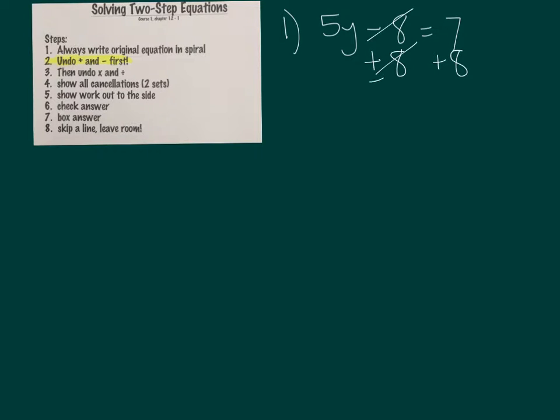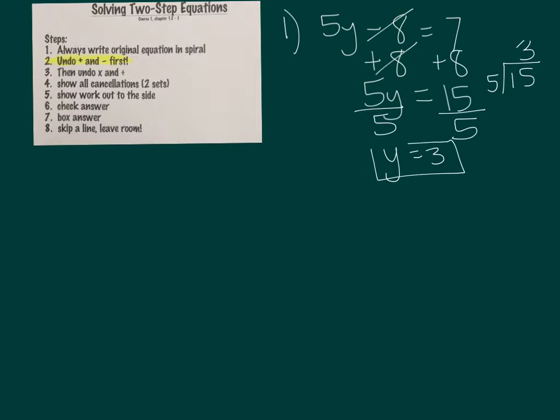Those cancel. Our 5y is still left here after my 8 was canceled with my minus 8 and plus 8. I bring down my 5y, I bring down my equal sign, 7 plus 8 is 15. My next job is to get rid of the 5 so the y can be by itself. Divide both sides by 5 because that is the opposite of multiplying by 5, which is what they had. 15 divided by 5 is 3.